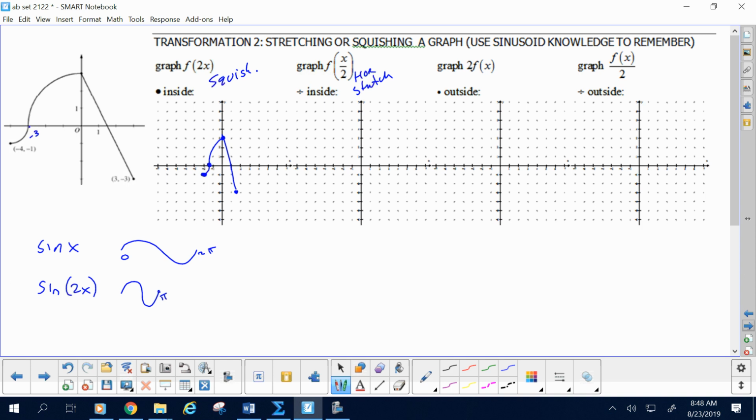What about multiplying outside? When I take a sinusoid, normally the amplitude is 1, going up from the center line 0. It will go up 1, down 1. Tell me, we know sine is less than or equal to 1. Why? Tell me why sine can't be bigger than 1. What is sine?